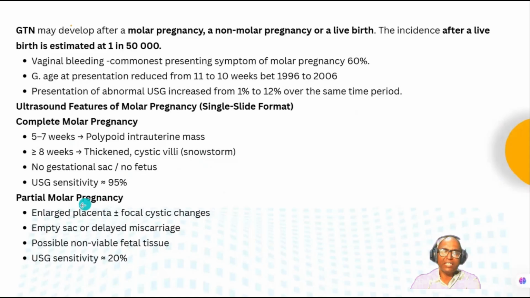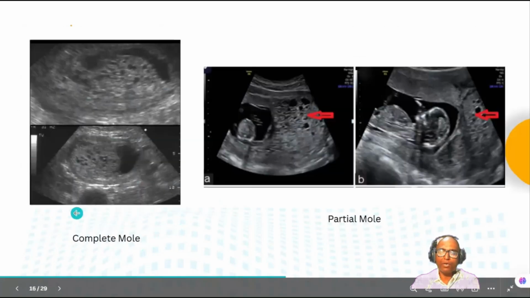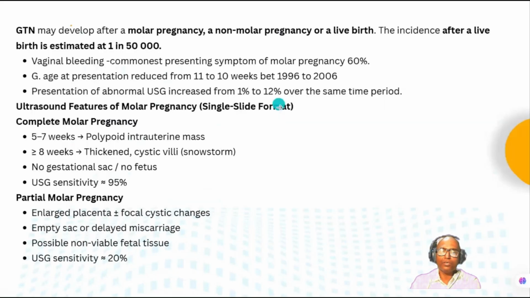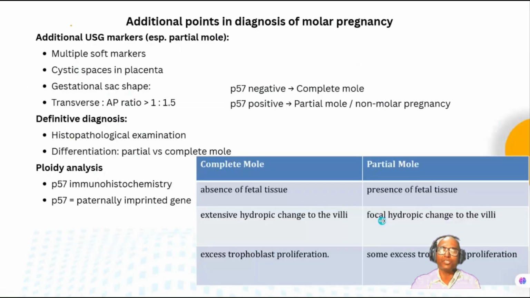While in partial molar pregnancy, you will see the enlarged placenta with focal cystic changes and empty sac, or there can be delayed miscarriage also, and possibly non-viable fetal tissue. So along with the fetal tissue, you will see the focal placental changes. So you may see a fetus and the changes in the placenta. Okay, so the focal cystic change along with the fetal tissue you will see in partial mole. Okay, so this is the presentation or ultrasound picture in complete mole and the partial mole.